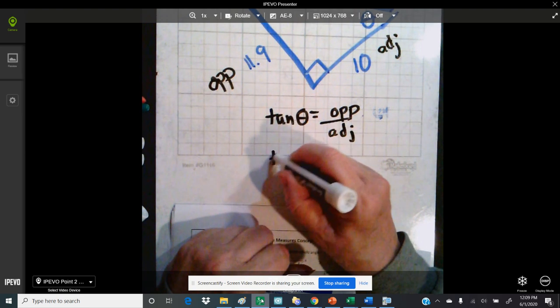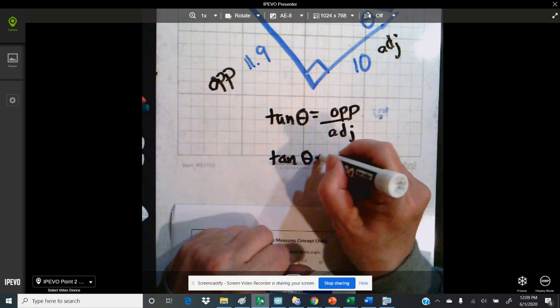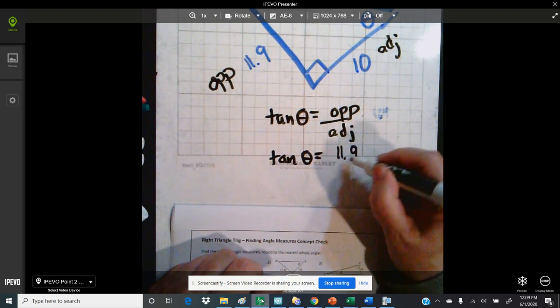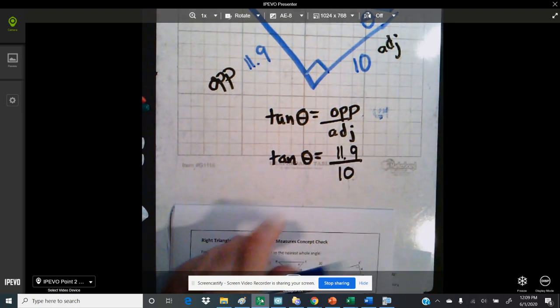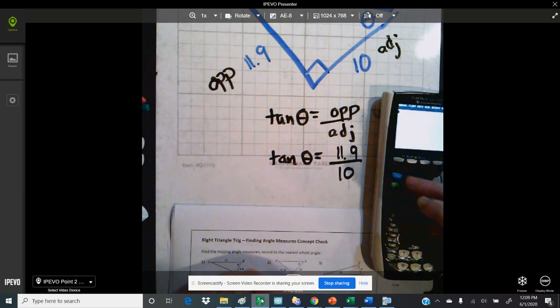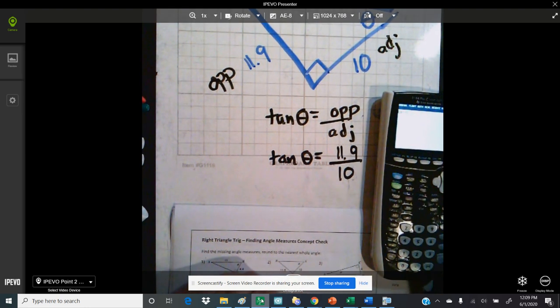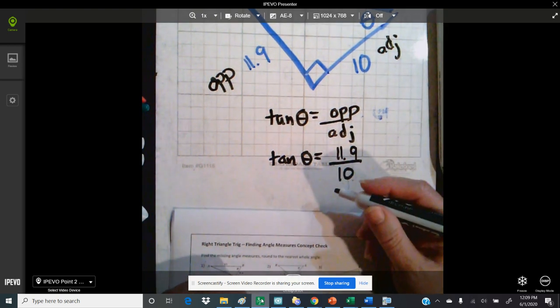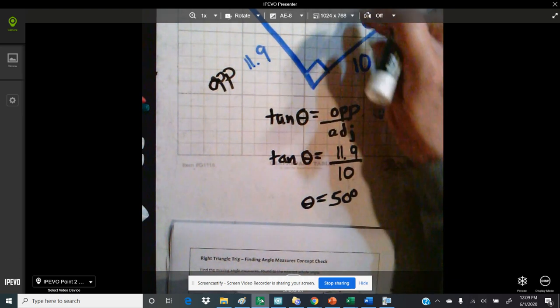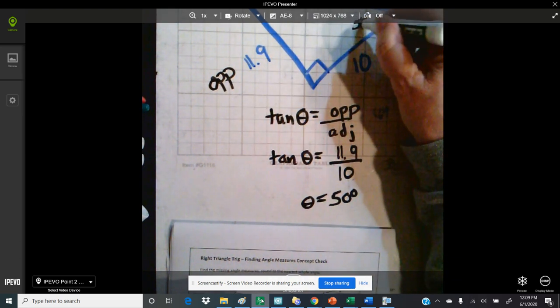So if I write in what I know, the tangent of some angle, the opposite is 11.9. The adjacent is 10. I'm trying to find an angle measure, so I have to use the second button on my calculator. So I'm going to go second tangent 11.9 divided by 10, and I'm going to get 49.95 or 50 degrees. So I know that this angle up here is 50 degrees.